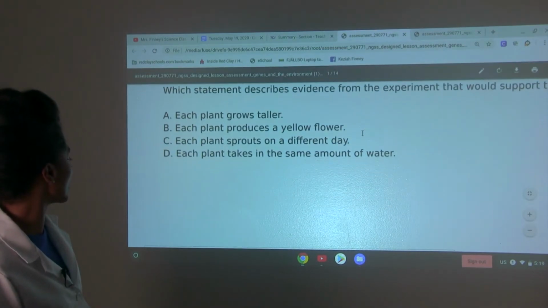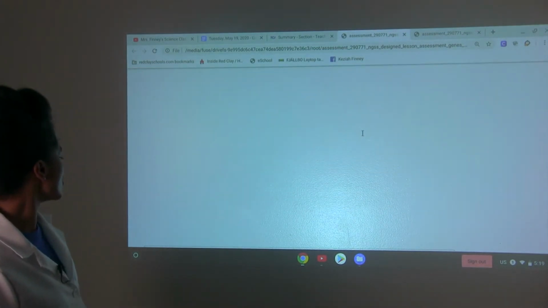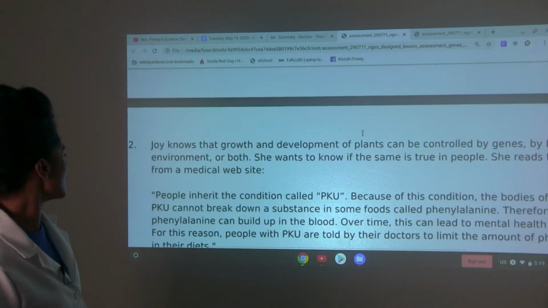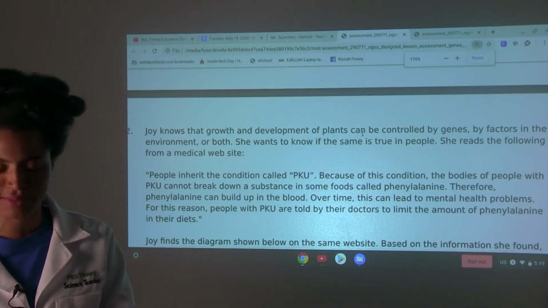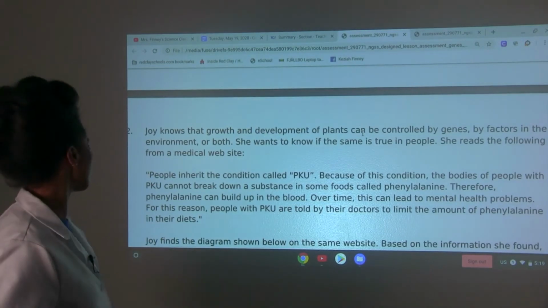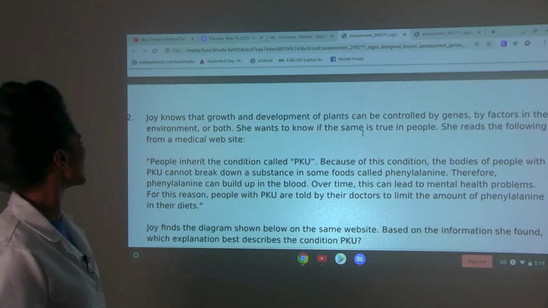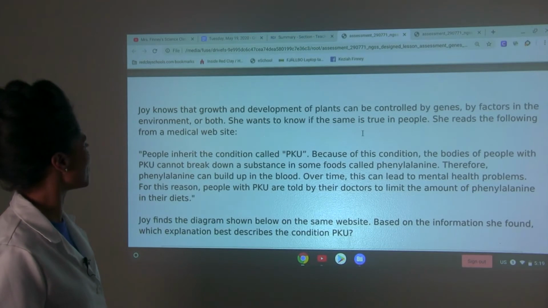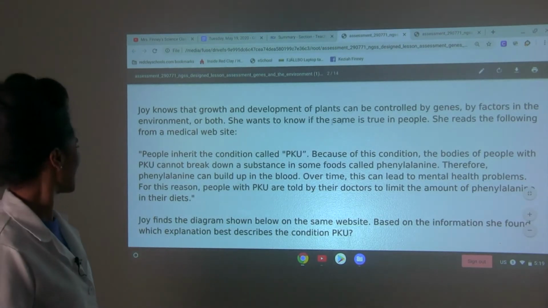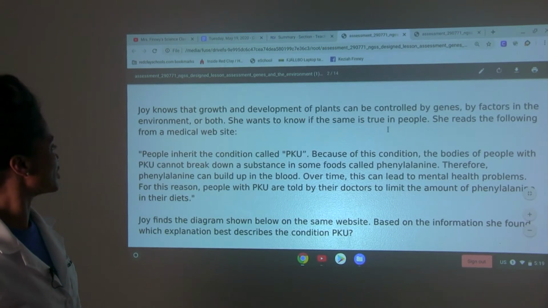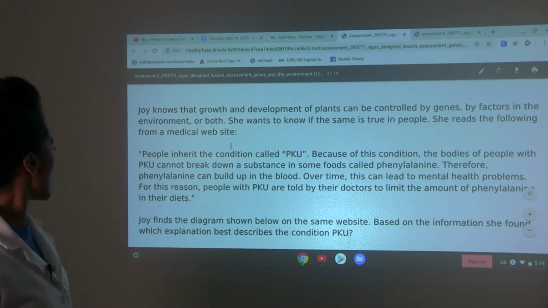Next one, number 2. Number 2 says joy, joy to the world. Just had to get that out, I'm sorry. Joy knows that growth and development of plants can be controlled by genes, by factors in the environment, or both. She wants to know if the same is true in people. She reads the following from a medical website.